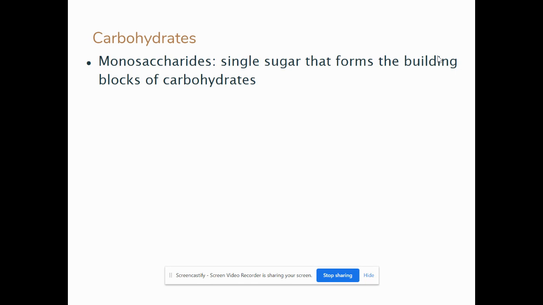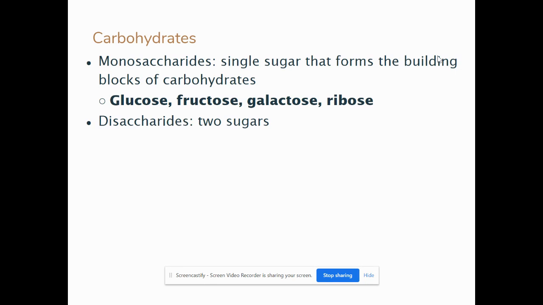Carbohydrates or monosaccharides are ring structures. I'll show you what that means in a bit. Common carbohydrates include glucose, fructose, galactose, ribose. Ribose is the one found in RNA. Glucose is the one made from photosynthesis and used up in cellular respiration, which we will talk about next unit.